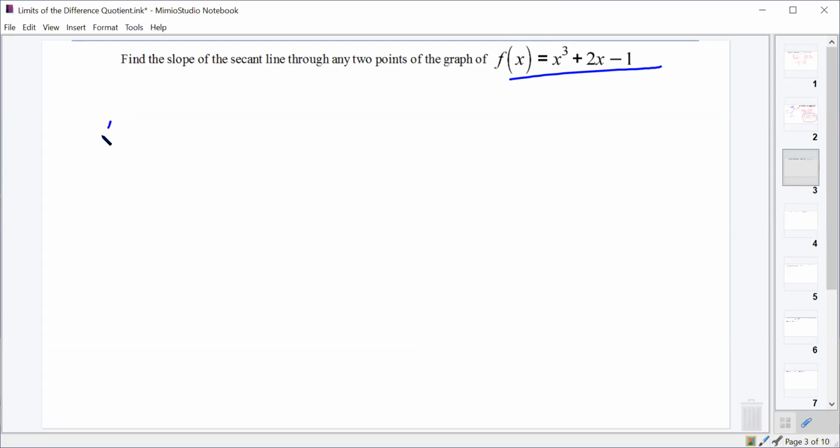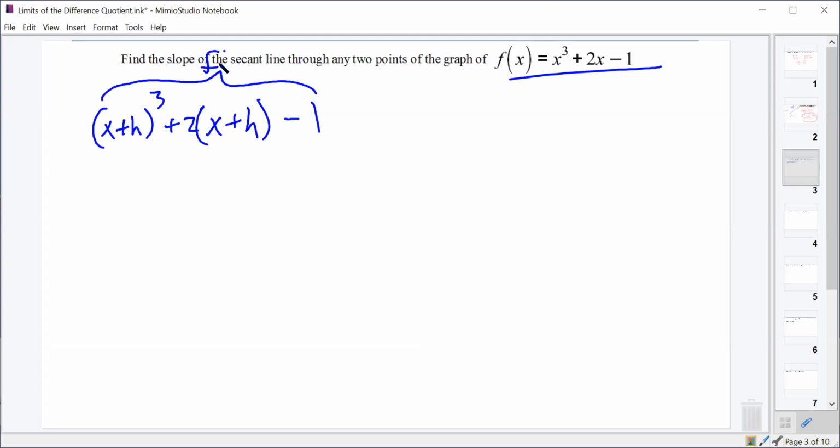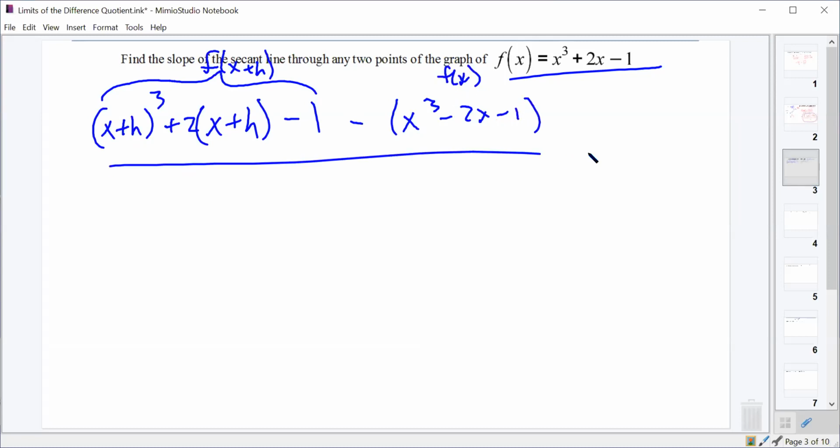Like x plus h cubed plus 2x plus 2h, and then minus 1. 2x plus 2h, or 2 times x plus h. I'll distribute that in a minute. And then minus 1. That's this piece right here. This is our f of x plus h piece. Then we're going to subtract f of x. That's f of x. And put it all over h. Good or no?